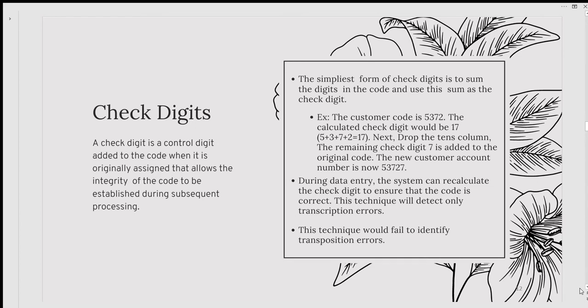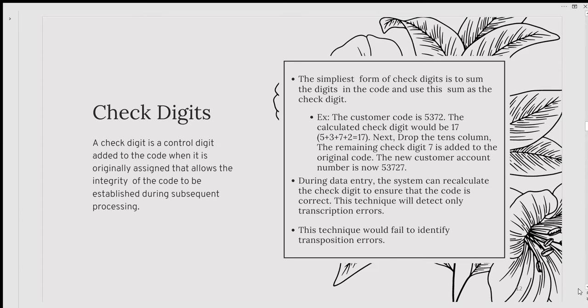Ayan, so this is like to avoid the transcription errors. So first is check digits. So a check digit is a control digit added to the code when it is originally assigned that allows the integrity of the code to be established during subsequent processing. So yung check digits ay isang digit na dinadagdag sa dulo ng code number. So this is also a form of redundancy check na ginagamit for error detection sa mga identification number katulad ng bank accounts.